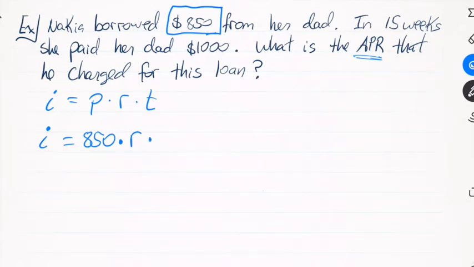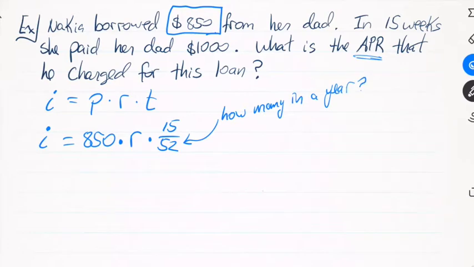Now remember that 15 weeks, we want to convert it into the year. And the easiest way to do it is to write it as 15 weeks out of how many weeks are in a year, which is 52. So the bottom number is going to be how many in a year. That would be kind of a shortcut to go about converting the time into years really quickly.